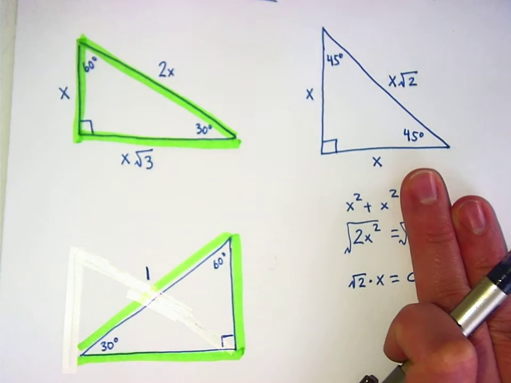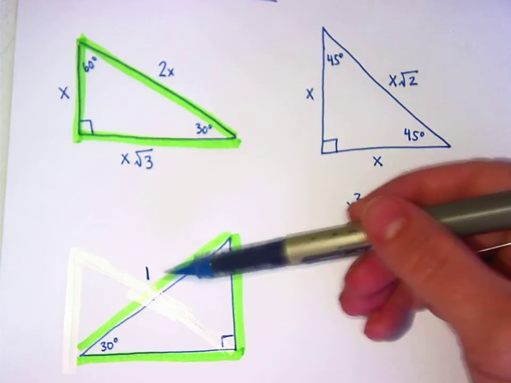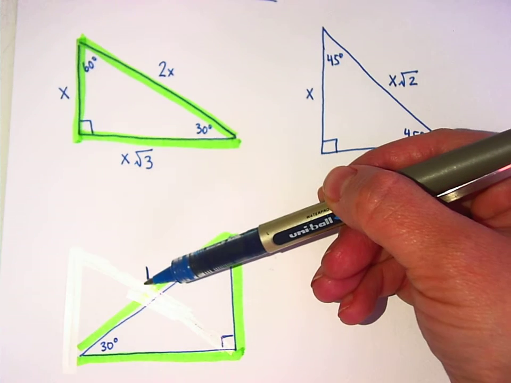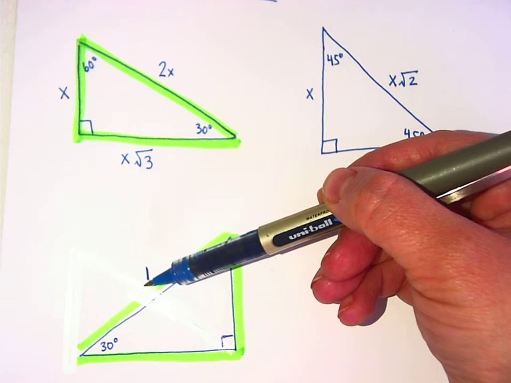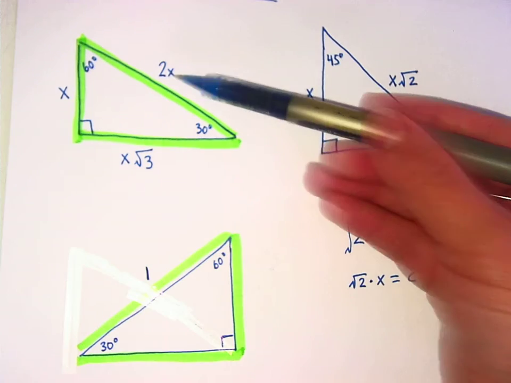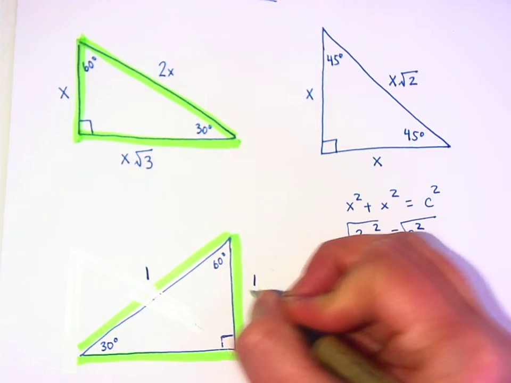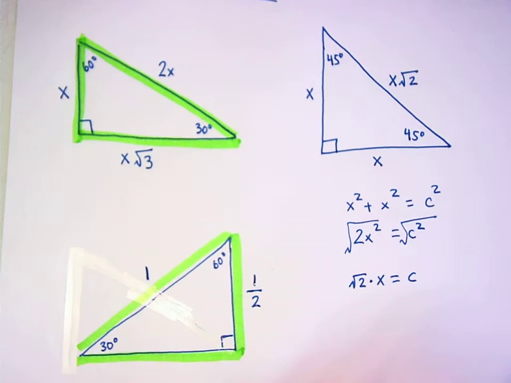All right, so the 1 is on the 2x spot, right? So 2 times whatever it would be is 1. So what's this side? A half. And how about down here? 1/2 times the square root of 3.